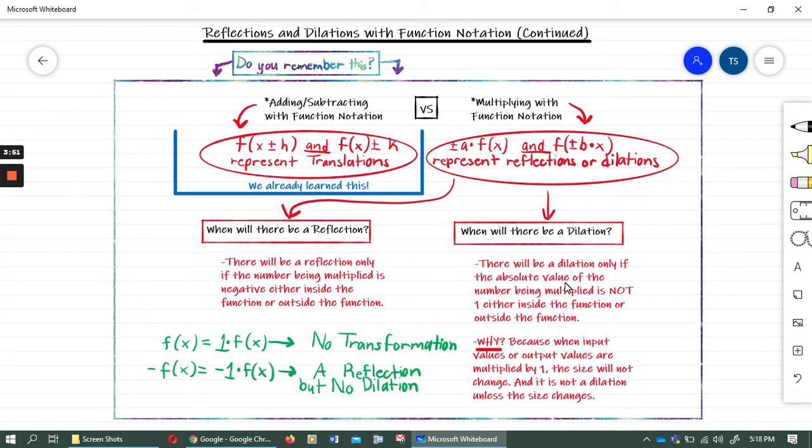And then, guys, remember that we also said that it's only going to be a dilation if the number that you're multiplying by is not 1. In other words, if the absolute value of the number that you're multiplying by is not 1, that's the only time that you're going to have a dilation.